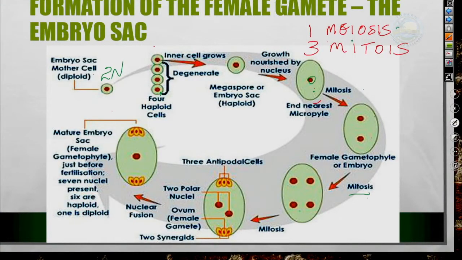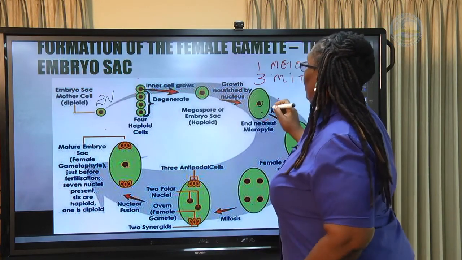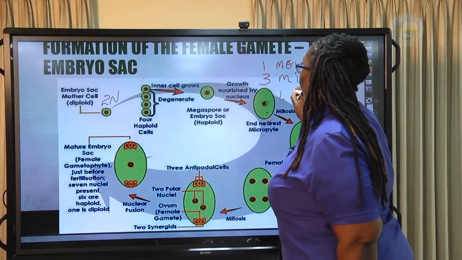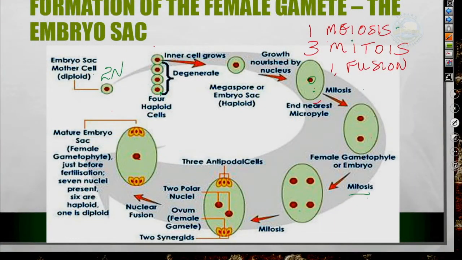And then you will also have 1 fusion, because the 2 nuclei at this stage will fuse to form the polar nucleus. These are the activities that take place towards forming the ovule. The ovule is the last structure that you will have, called the embryo sac, before the male gamete merges with it.